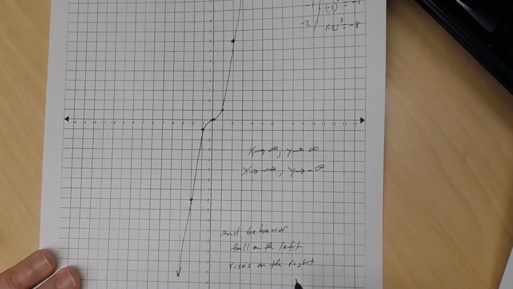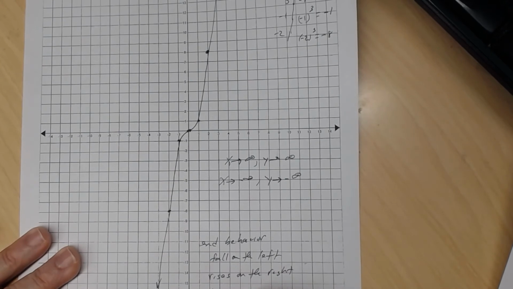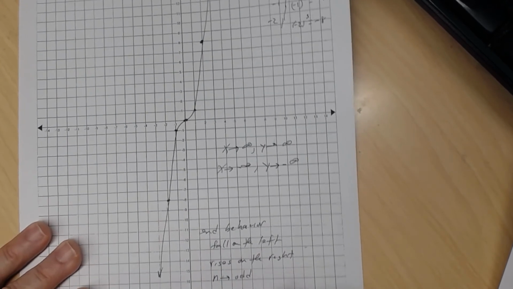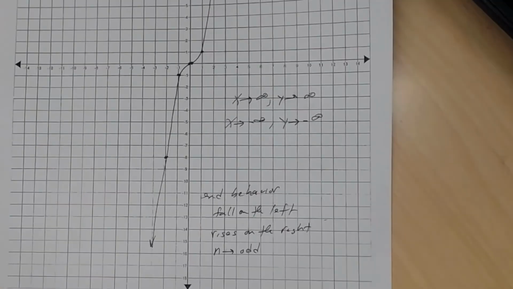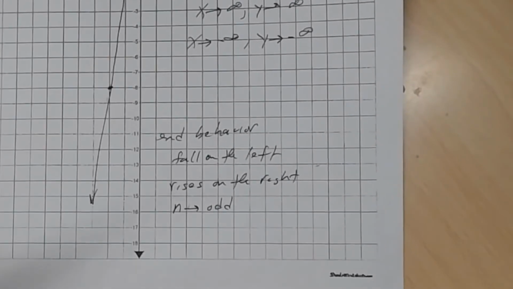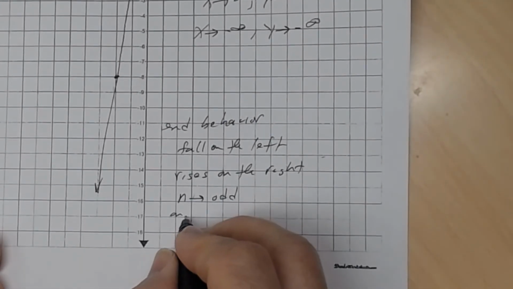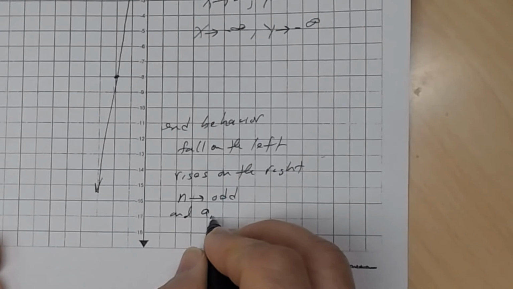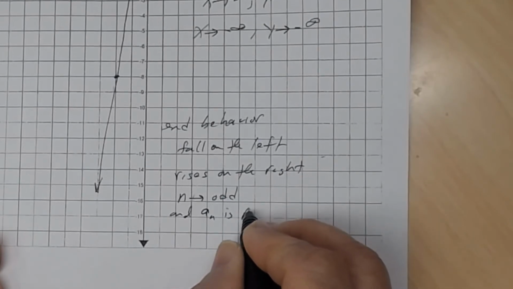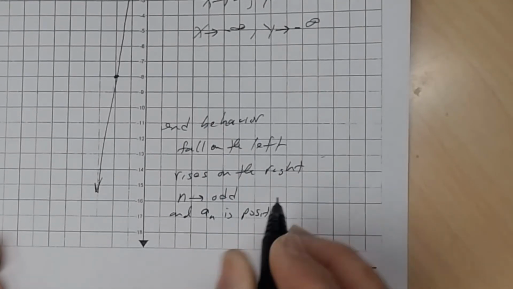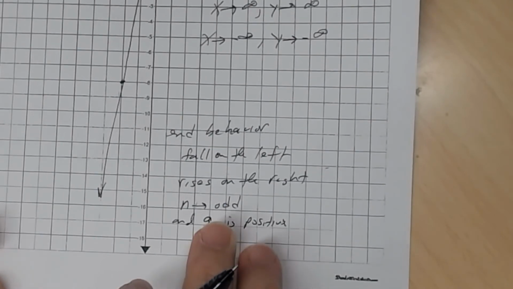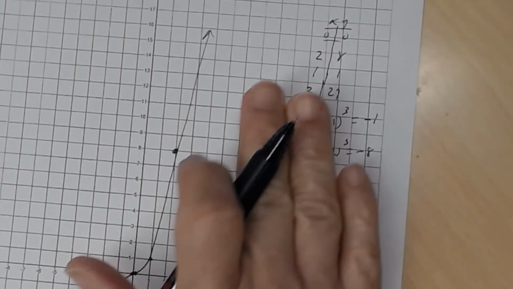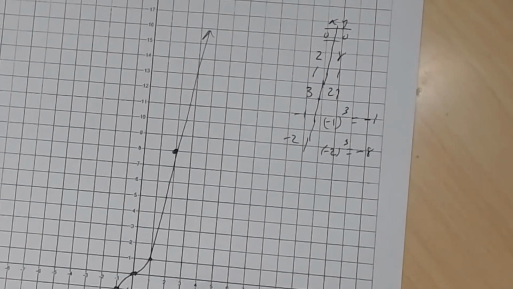Now that's true if the degree is odd, if n is odd, and a sub n is positive, so the leading coefficient is positive. If your degree is odd and your leading coefficient is positive, the graph falls on the left and rises on the right.